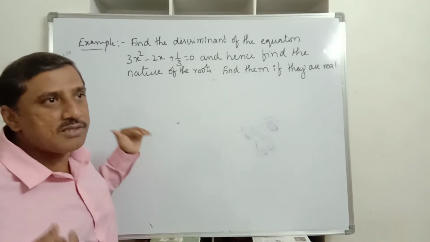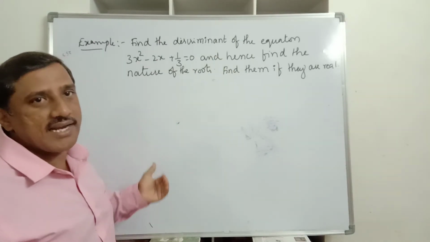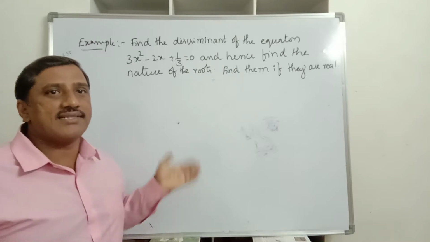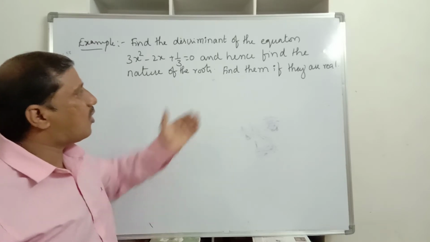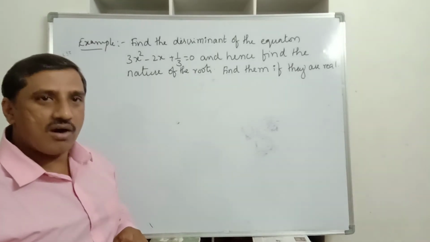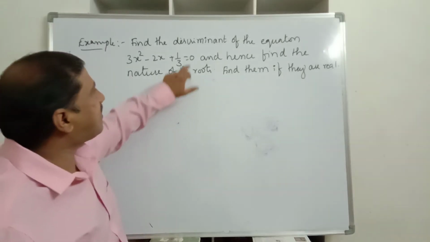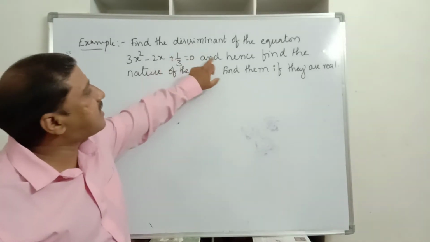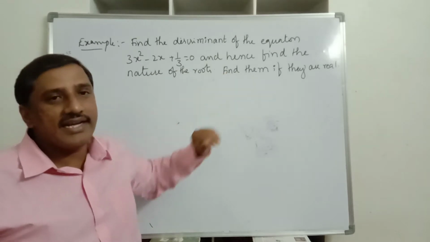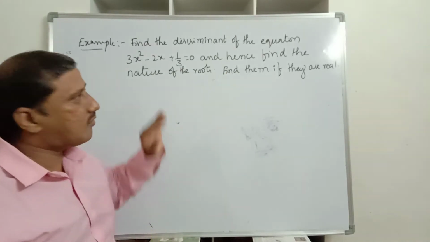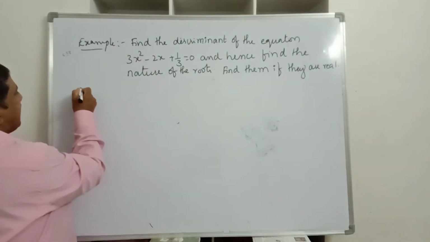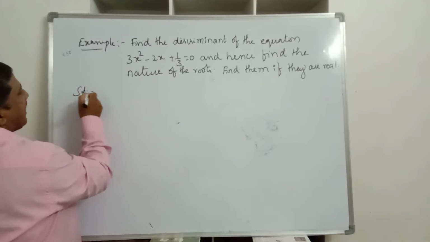If the roots are real roots, that is b square minus 4ac is greater than or equal to 0, then find the real roots. So here three parts are there. Discriminant is 1, nature of the roots is 1, and finding the roots is 1. So 3 bits are there. We will discuss in detail. So what is the given equation?